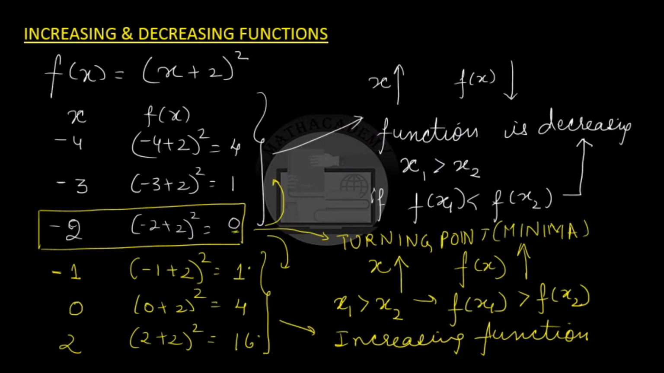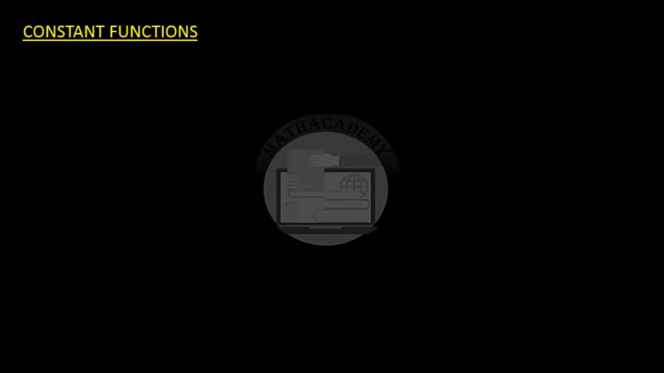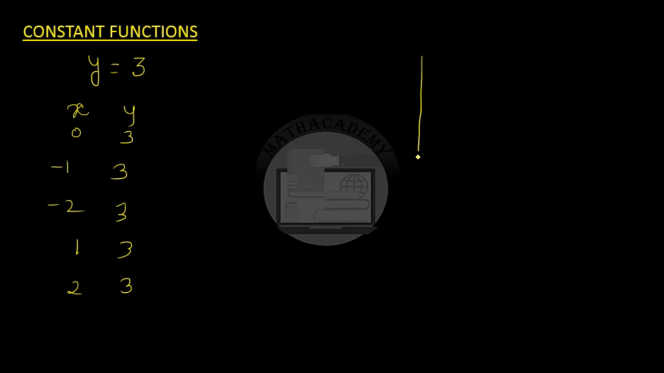Now let us see what a constant function is. If I write a function y is equal to 3, it means that whatever value of x I take, irrespective of the value of x, y always remains 3. And when we try to plot this curve, we get a straight line which is parallel to the x-axis. And that straight line passes through y is equal to 3.